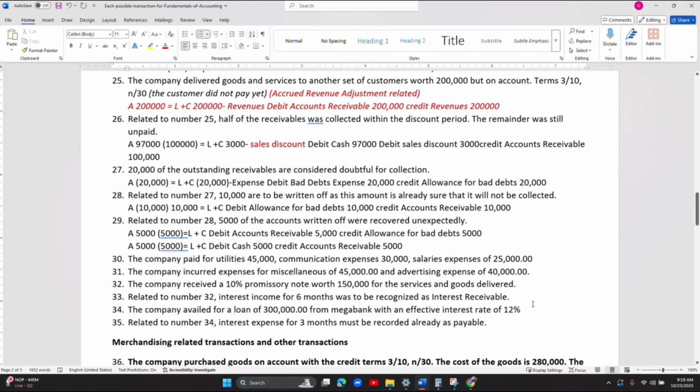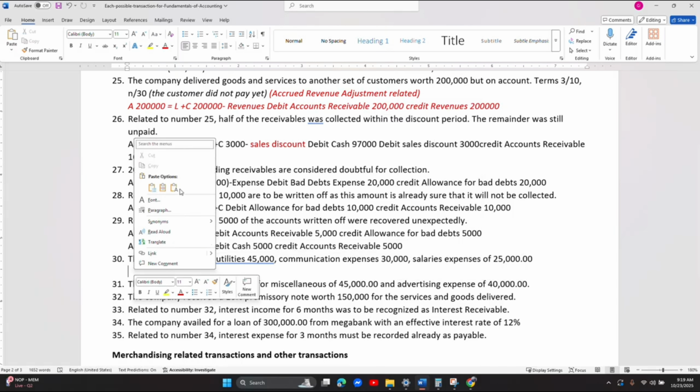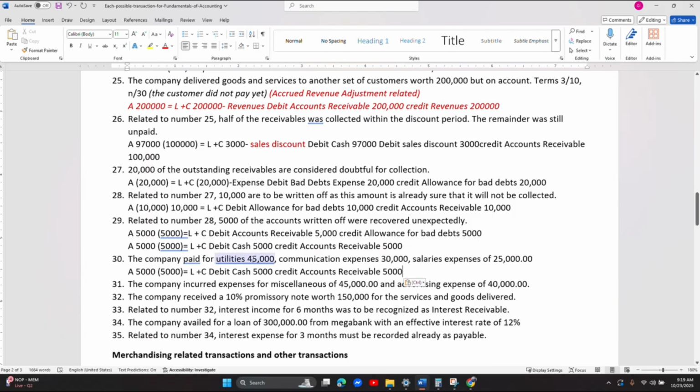Let's go to number 30. The company paid for utilities 45,000, communication expenses 30,000, and salaries expenses worth 25,000. So we can actually summarize all of these. If we try to analyze the transaction, let's copy this one. We will have 45,000 plus 30,000, that's 75, plus 25, that's 100,000 decrease. That one, 100,000 decrease in cash because you paid for these expenses. And of course, the partner will be on the capital side. This will be decreased also by 100,000 because of various expenses.